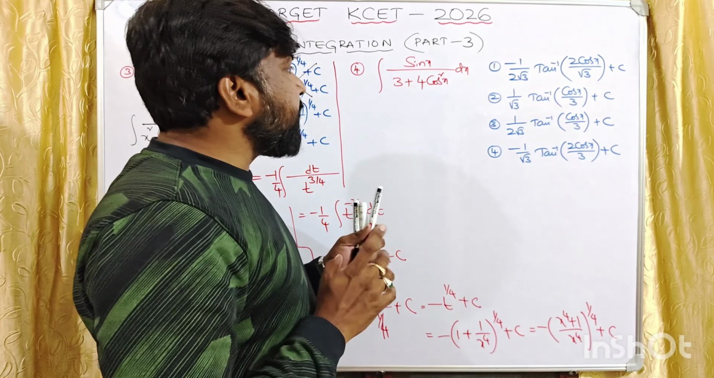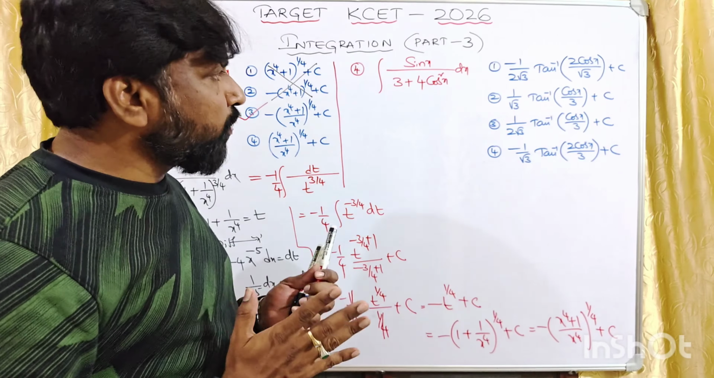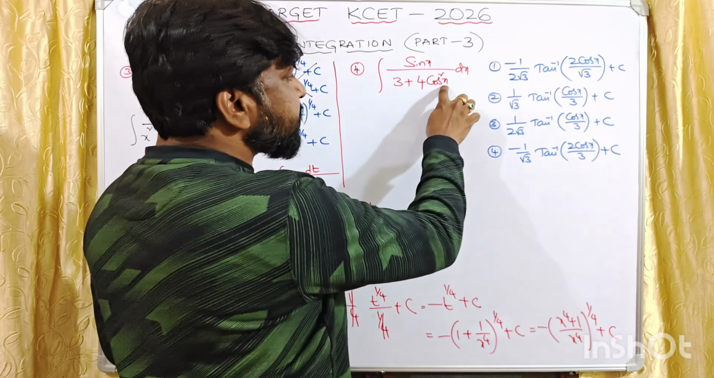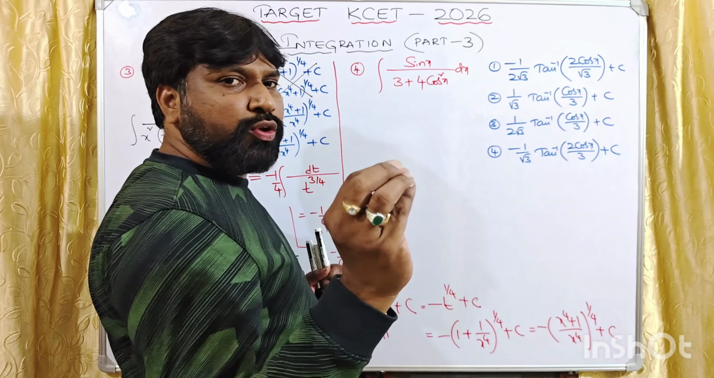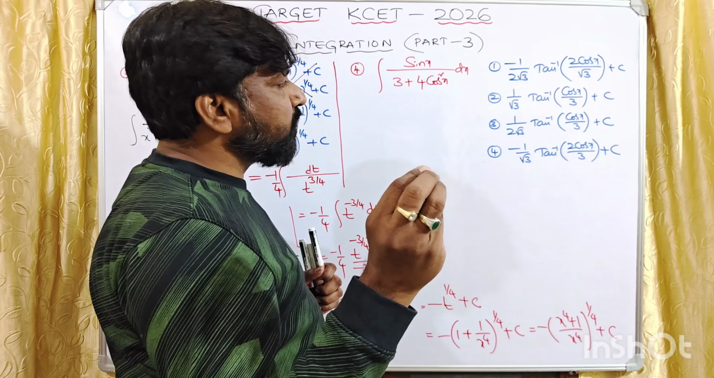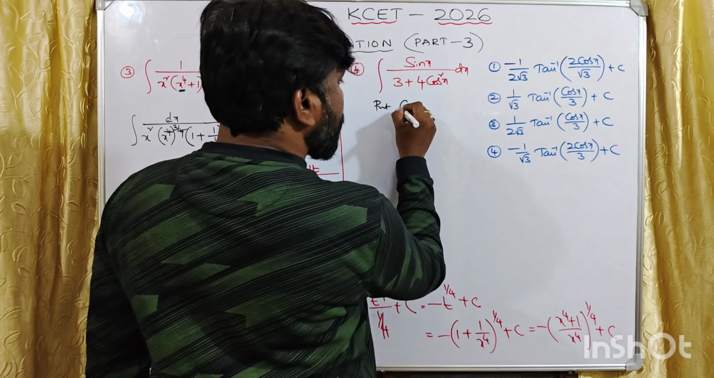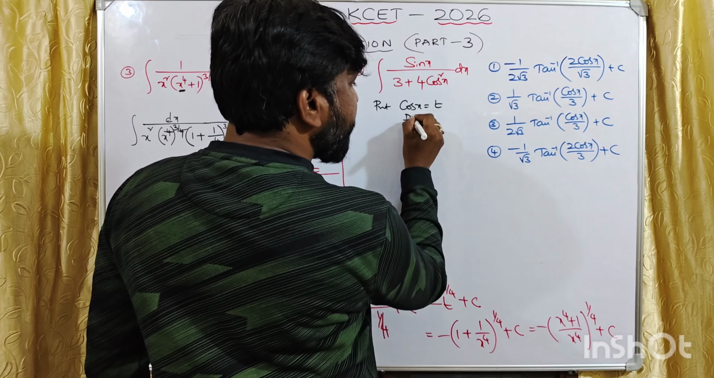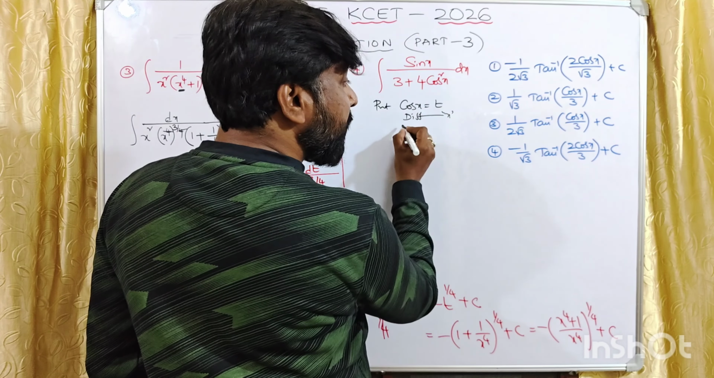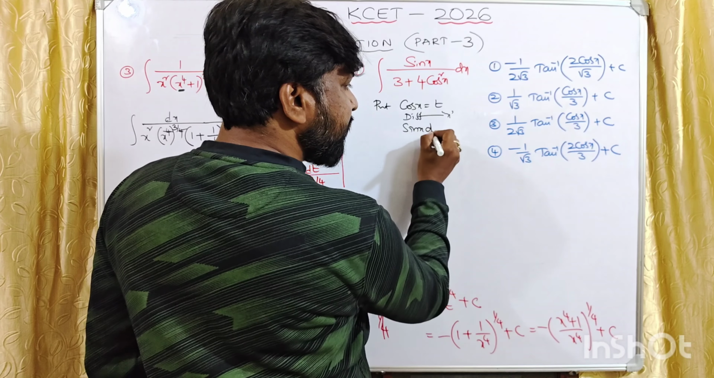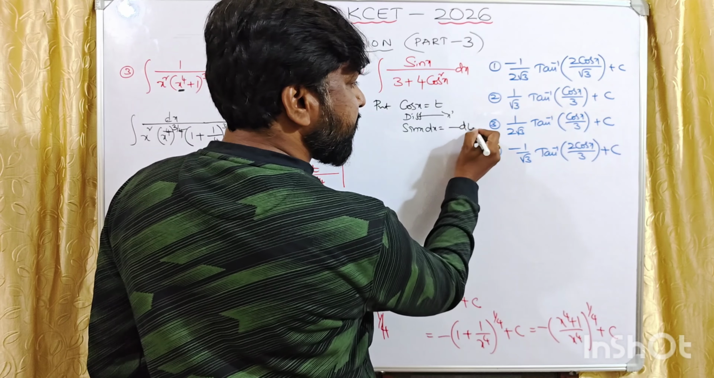Integral sin x by 3 plus 4 cos square x dx. What to do? Very clear, friends. Here cos x and sin x are there, so clearly you can call cos x equal to some t. Put cos x equal to t. Differentiate with respect to x: cos x derivative is minus sin x dx. That minus, I am sending to the other side.